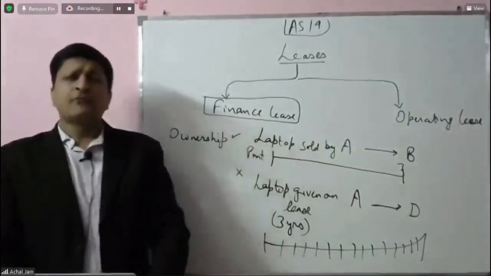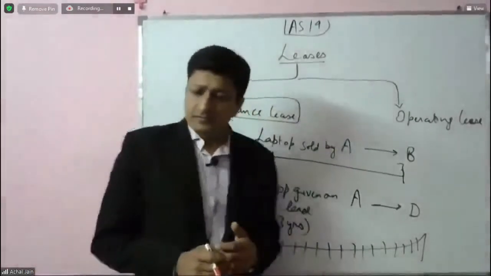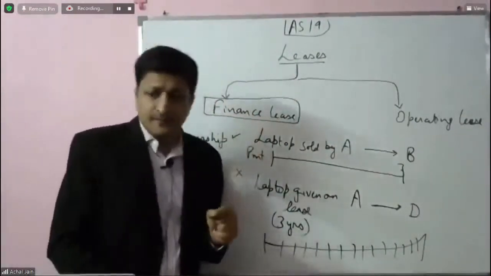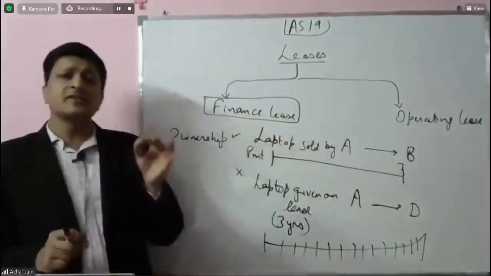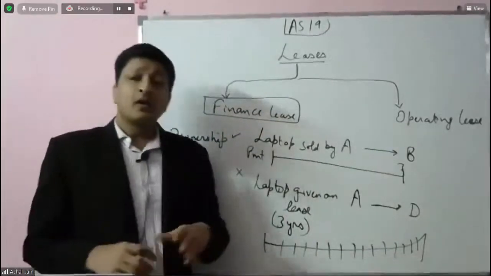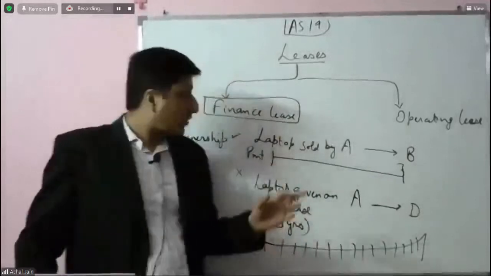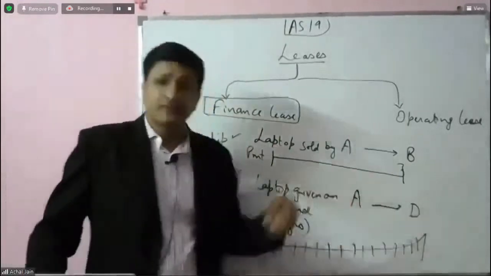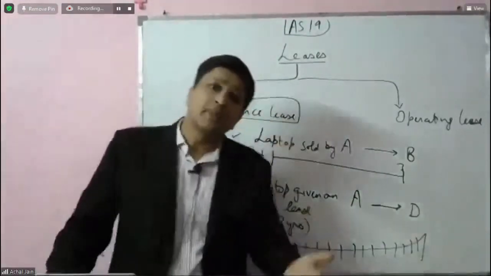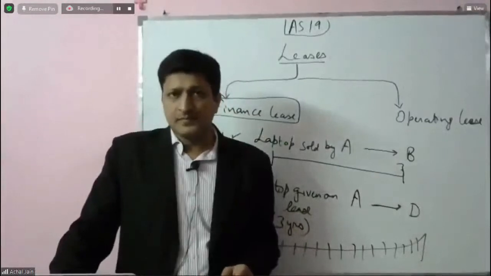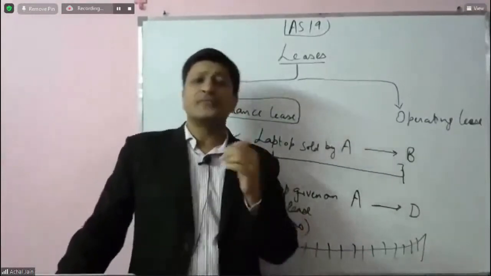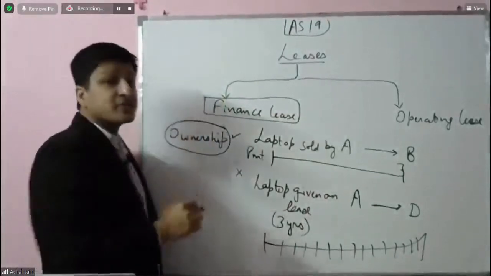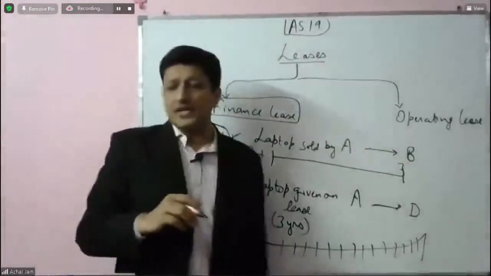Now, why are we discussing this structuring? This is because when it comes to a finance lease, the standard says that all the risks and rewards of the laptop should be transferred by A to D, which would also happen in case of a sale. Then how is this finance lease different from sale? The difference is the ownership. In case of a lease, ownership will not get transferred.